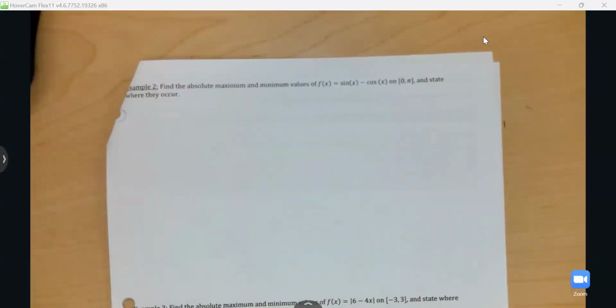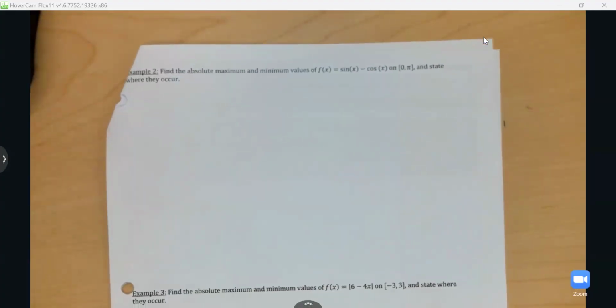Okay, we're going to do both example 2 and example 3. However, I think example 2 would be a good one for you guys to try on your own. So at this moment, I would recommend you pause your video, try out the problem, and then play it for reviewing the correct answer. Okay, go ahead and pause it right now.